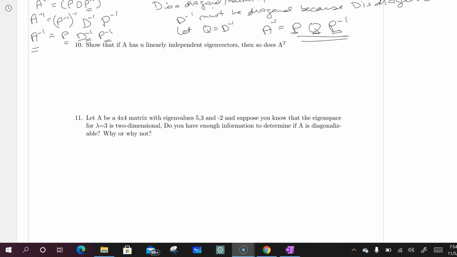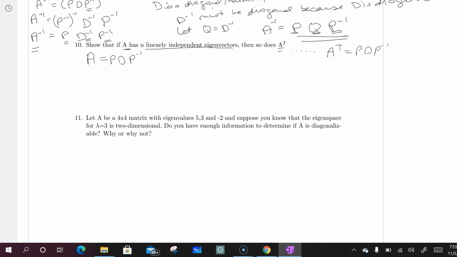Okay, so again, let's play with this diagonalizable thing. If A has n linearly independent eigenvectors, that's another way of saying A is diagonalizable. So that means A = PDP inverse can happen. In the end, I want to be able to show that A transpose is equal to PDP inverse, and that's what I'm trying to show.